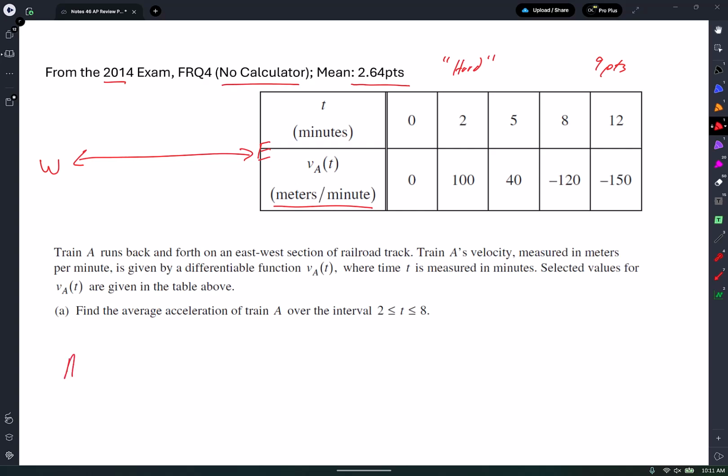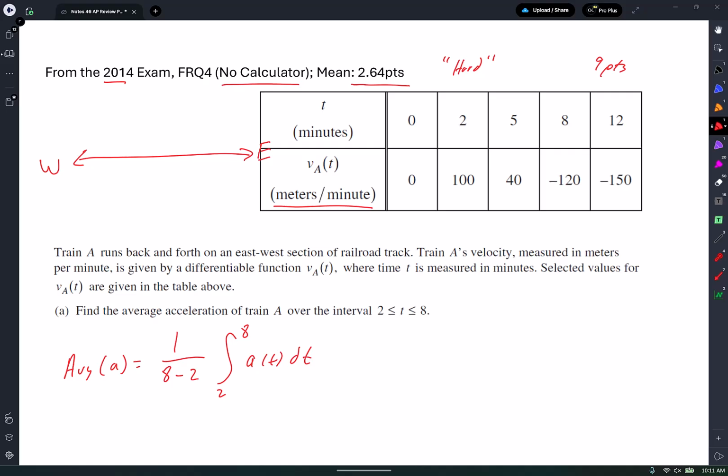So average A equals, you could also do this with physics, I guess, 1 over 8 minus 2 times the integral from 2 to 8 of A of t dt. That's the average of anything. I don't like to do it this way. I like the physics route.